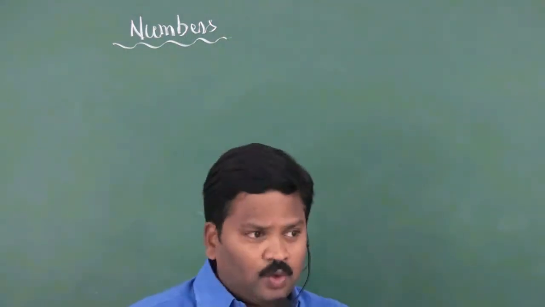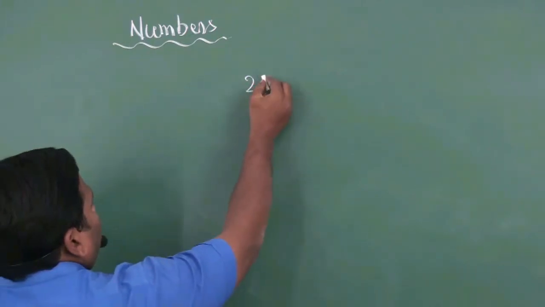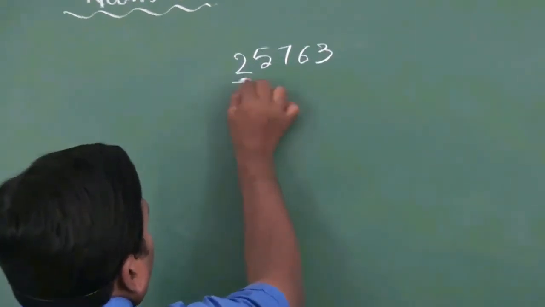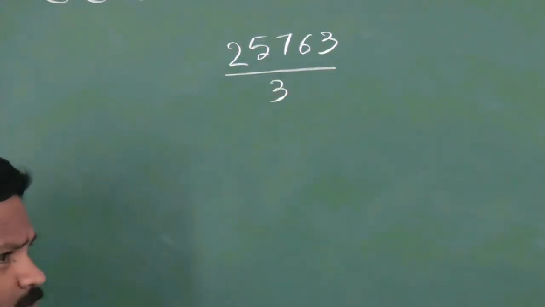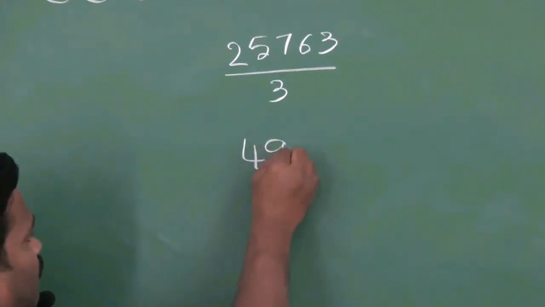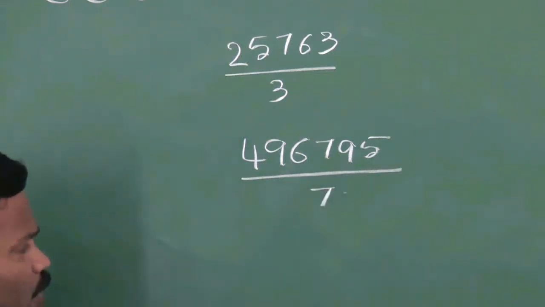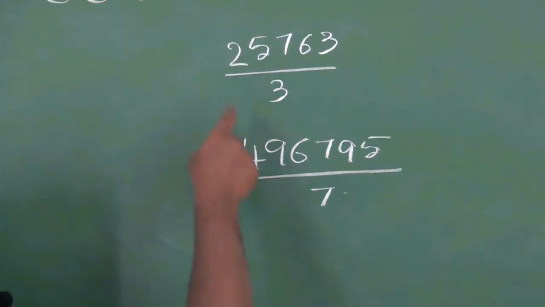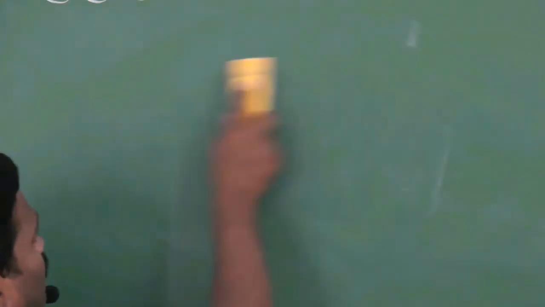Sometimes while we are doing some problems, we may get some doubts whether this number is divisible by 3 or not, or is divisible by 7 or not. If you want to know whether these numbers are divisible by 3 or 7 or any other digits, let us learn the divisibility rules of digits.